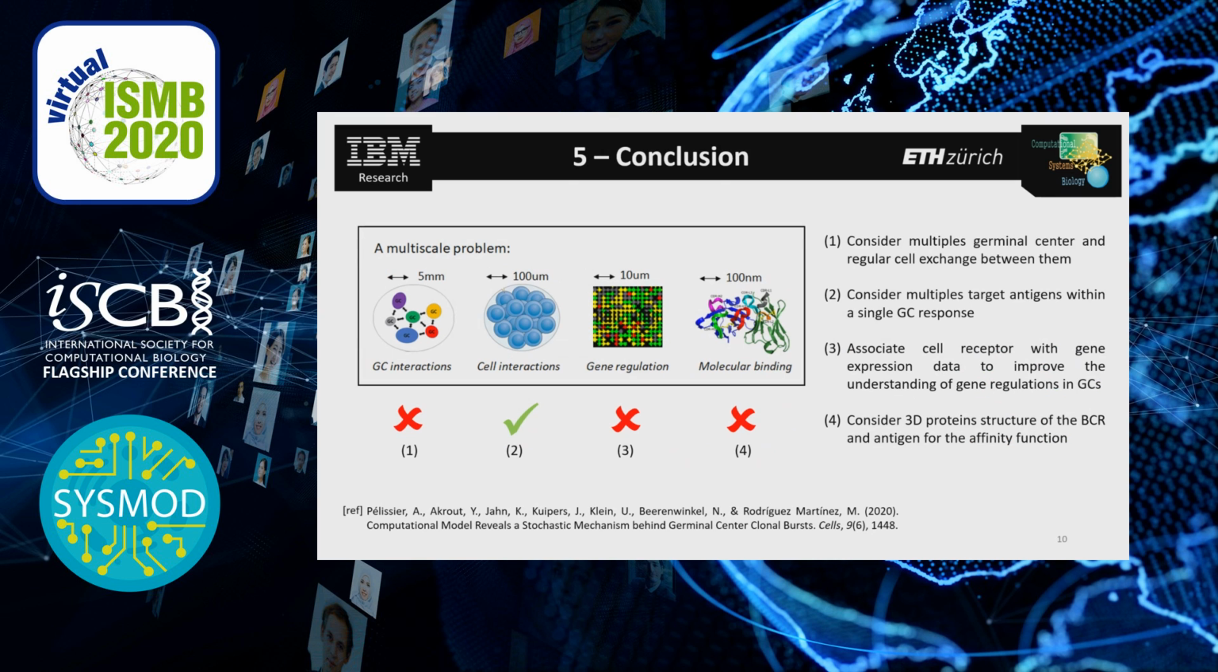So this is what we could see with our model, but there are still many things to do because we focused mainly on the cell interaction, where we made some very strong assumptions for the molecular binding and the gene regulation. So further work will have to consider also a more precise 3D structure of the molecular binding. And of course, we are very interested to see what happens when we consider multiple germinal centers at once, where the germinal centers exchange cells with each other and are specialized to different antigens.